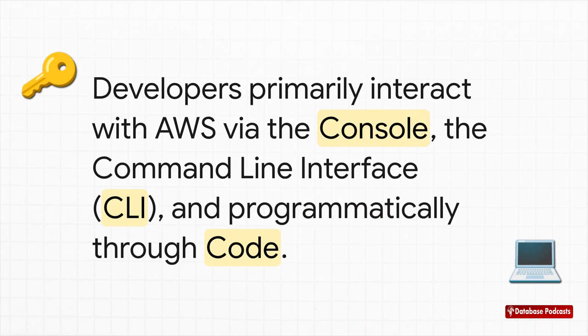For developers, it pretty much boils down to three main paths. First up, you've got the visual AWS Management Console. Then there's the super powerful command line interface, or CLI for short. And finally, there's getting your hands dirty and interacting directly through code. Each one has its own vibe and its own superpowers.